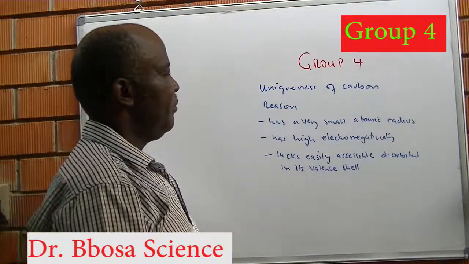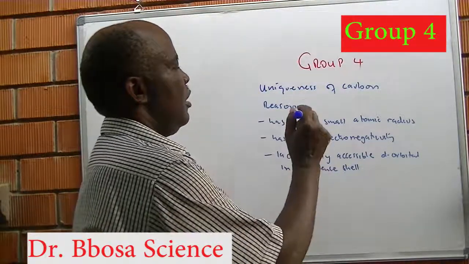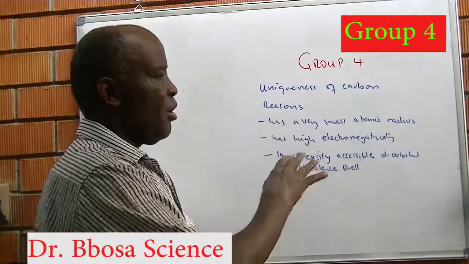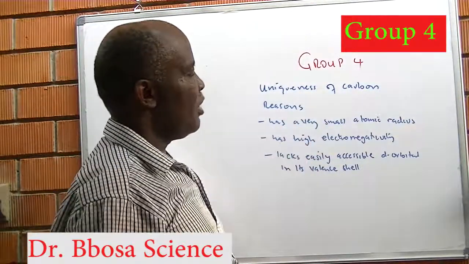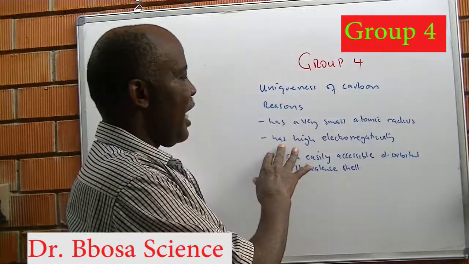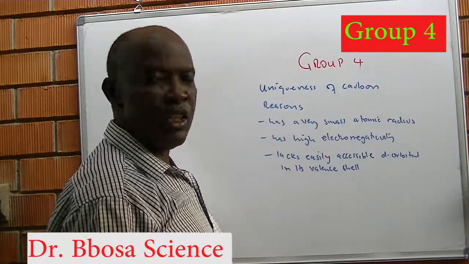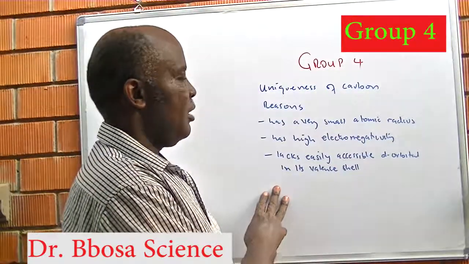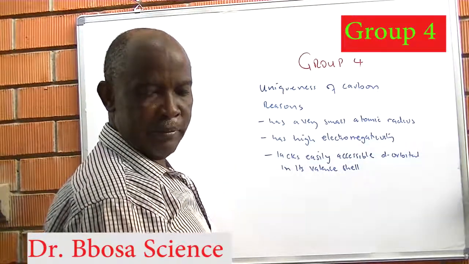Uniqueness of carbon. Reason for uniqueness: Carbon has a very small atomic radius. Carbon has higher electronegativity than any other element in group 4. Carbon lacks accessible d orbitals in its valence shell.